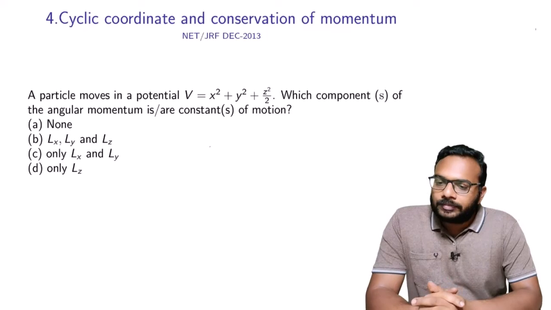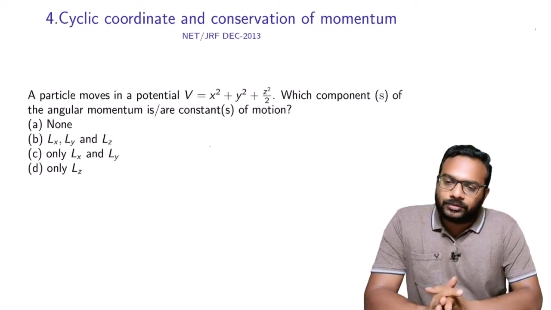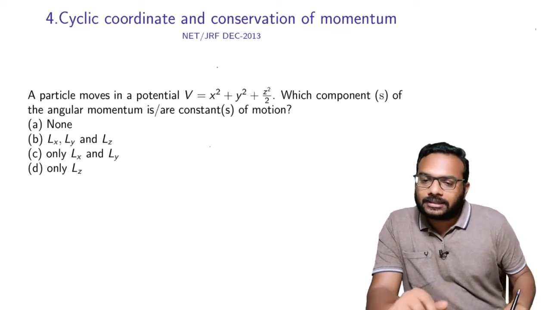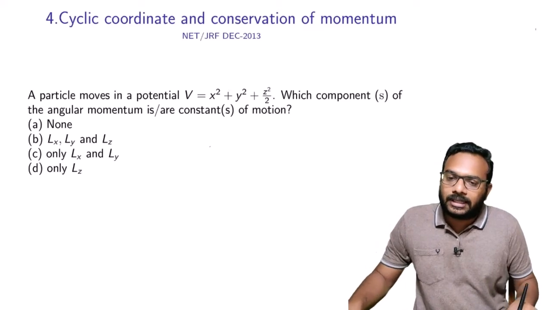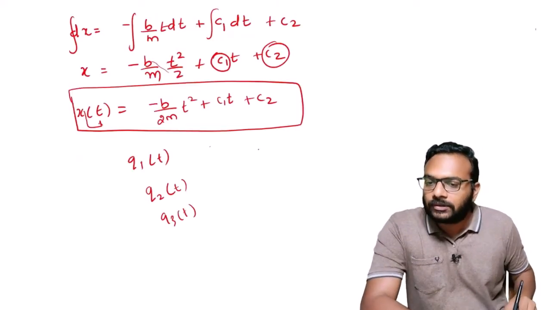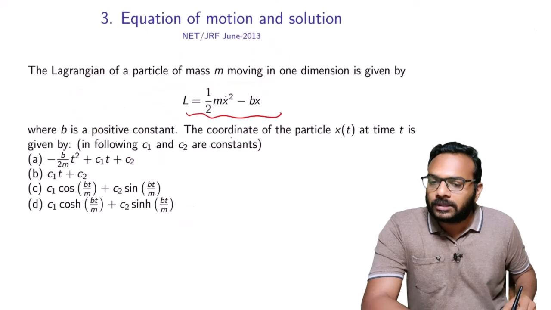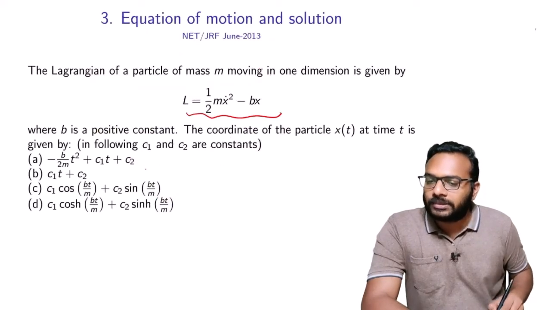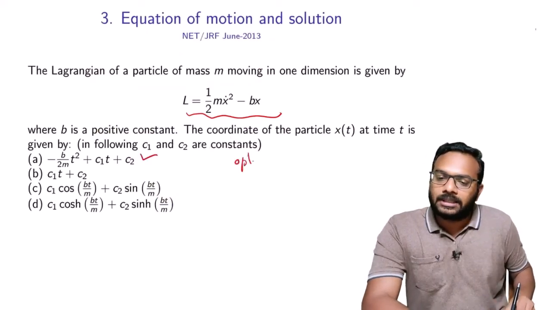So here we have got a particle that moves in a potential V equal to x square plus y square plus z square divided by 2. Which option was that? I forgot to mention the option. Which option was that? It is option A.